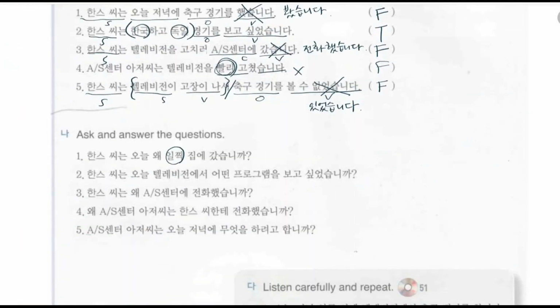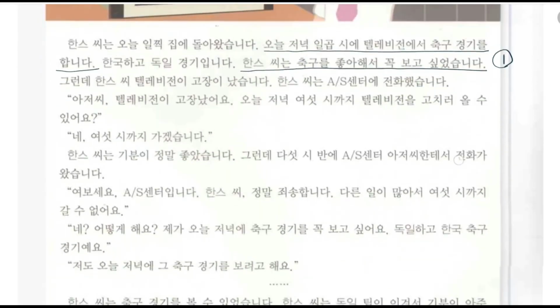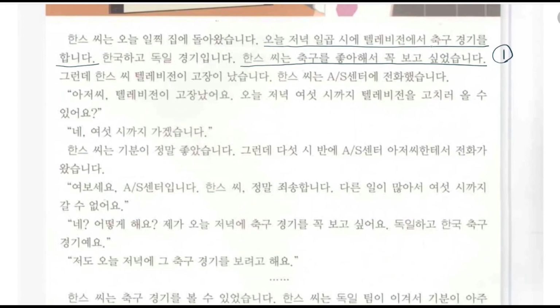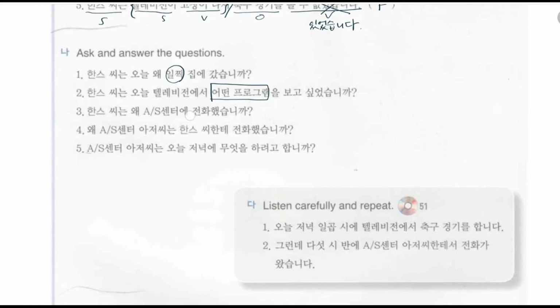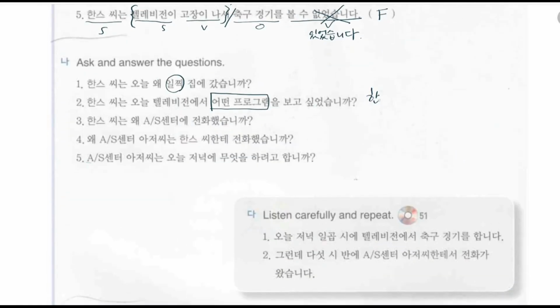자, number 2. 2번. 한스 씨는 오늘 텔레비전에서 어떤 프로그램을 보고 싶었습니까? I think the answer will be short. 어떤 축구 경기를 보고 싶었습니다. You can add more information. 한국하고 독일 경기, isn't it? So I would say 한국하고 독일 축구 경기를 보고 싶었습니다. I would write it this way.